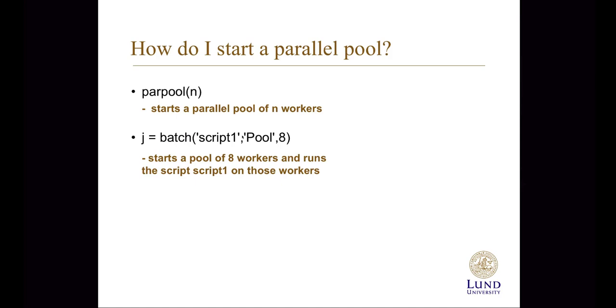That could also be a function. You could have it call magic, for instance. That would create a magic square on those workers, distributed over them. In your case, I call this J. You could call it anything you like, but that's the handle to your job. So J will have a lot of functions, like j.fetchOutputs returns the outputs of the result that the script created. You can have j.wait, then it will wait until that job finishes, and things like that.